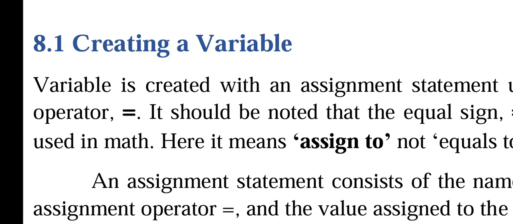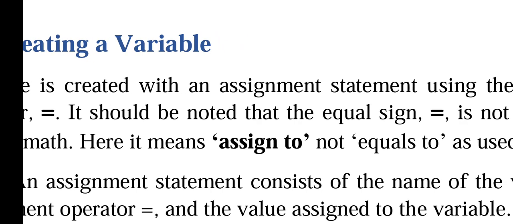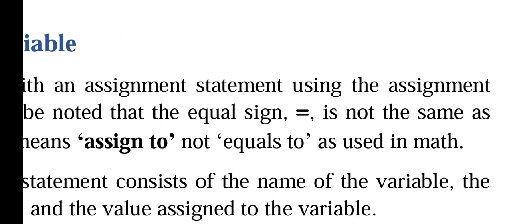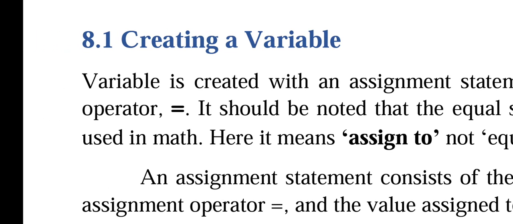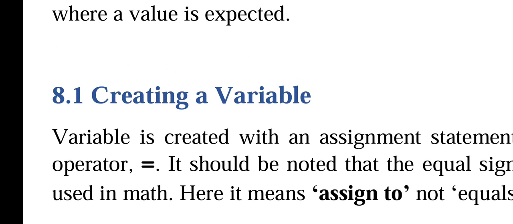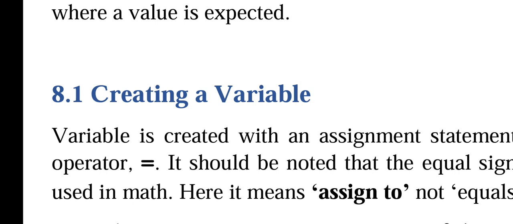But let's continue reading. Here it means assigned to, not equal to, as used in math. So the equal sign, when you see it here, should be read as assigned to. It doesn't mean equal to. It means assigned to. Assigned to. Get used to this, please.